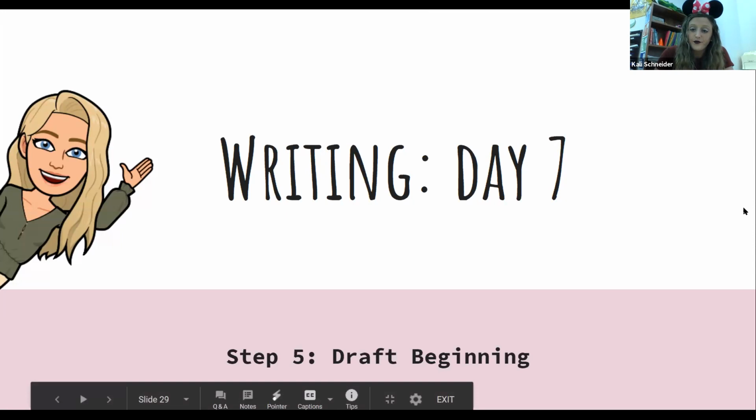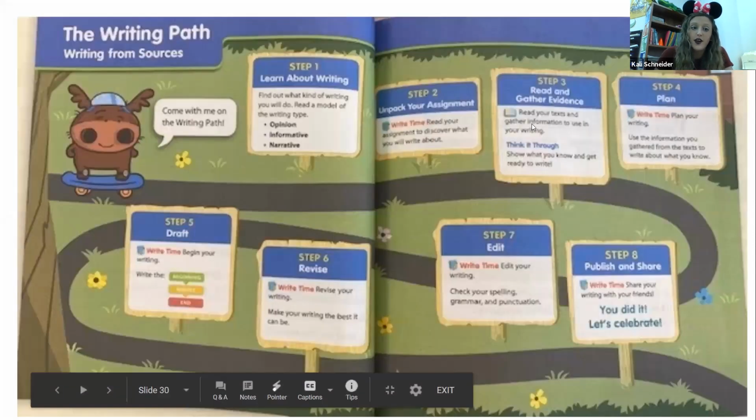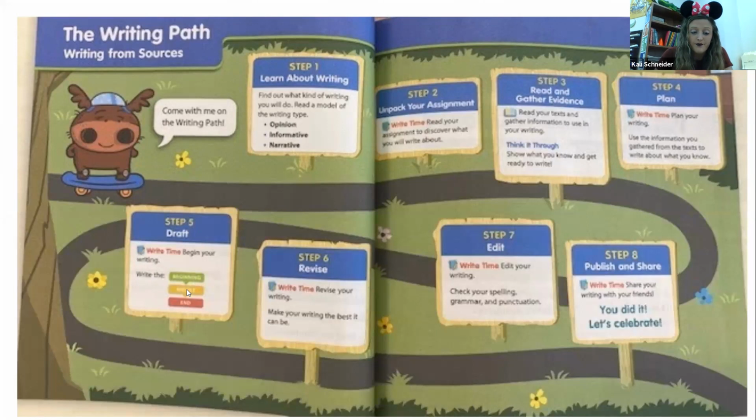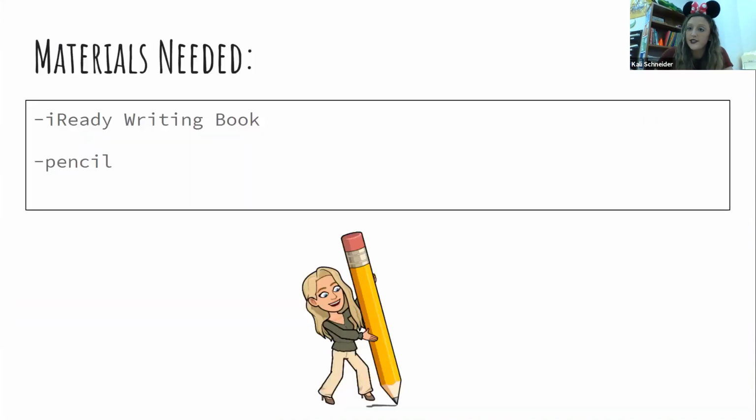As we begin today, we are on step 5 to write the beginning, and we are going to write focusing on the beginning and take a look at our middle and end as well. We have gone through all the other steps to get our brainstorming going, and you should have made your brainstorming web so you have an idea of what your opinion is for today.